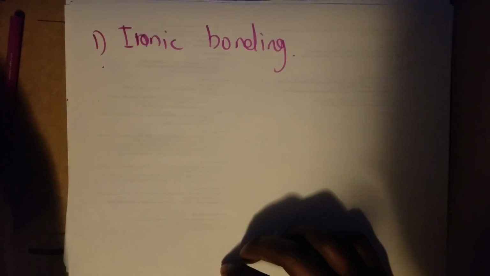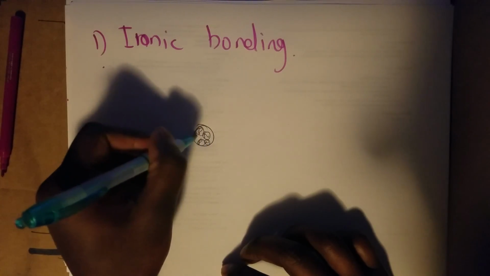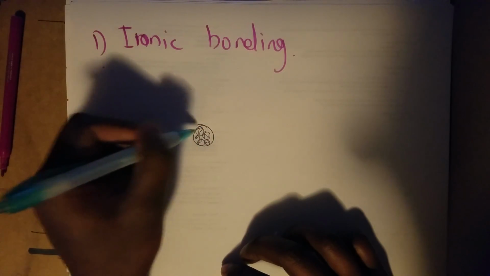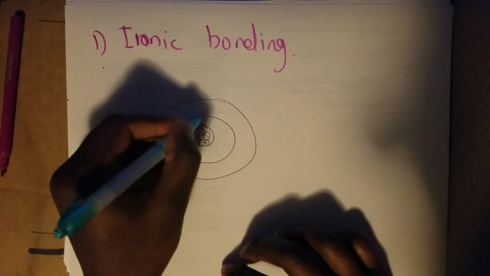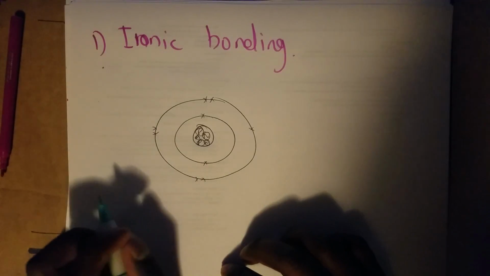So there are two ways that atoms bond together. Right? There are two ways bonding takes place. Number one is ionic bonding. So why does ionic bonding take place? Well, let's say this is an atom, with protons and neutrons. In an atom, you have electrons circling around it.